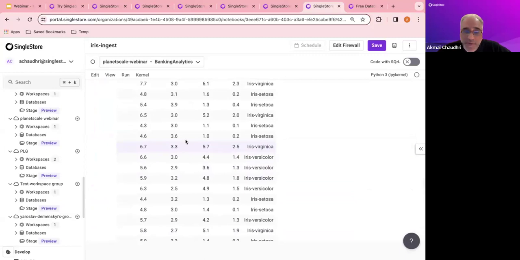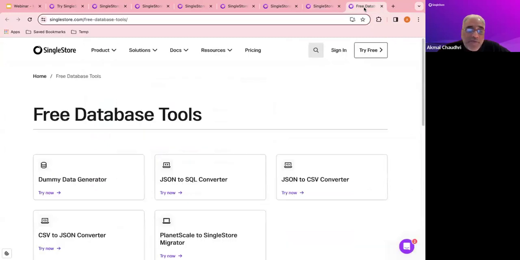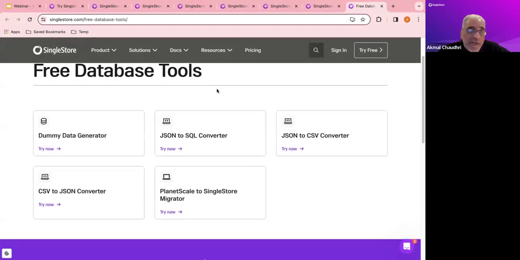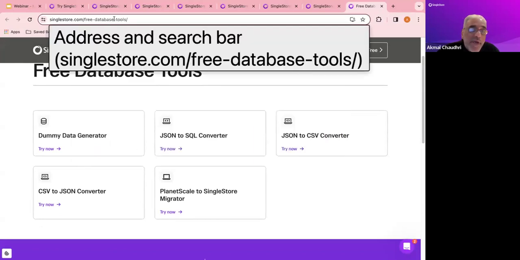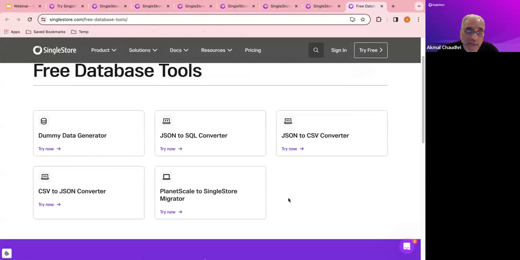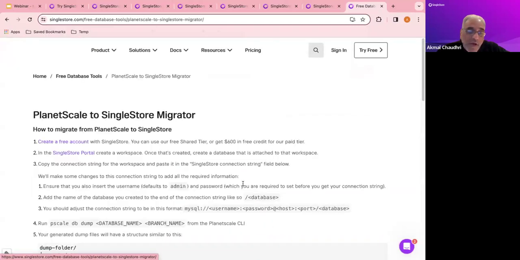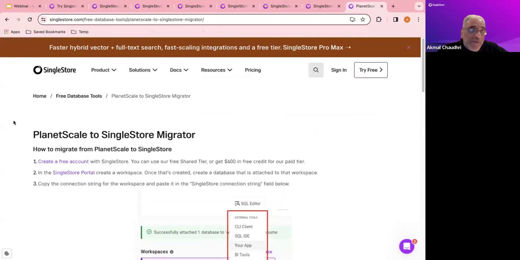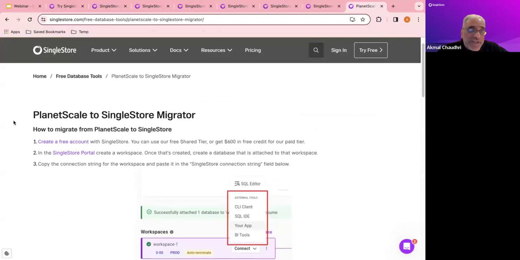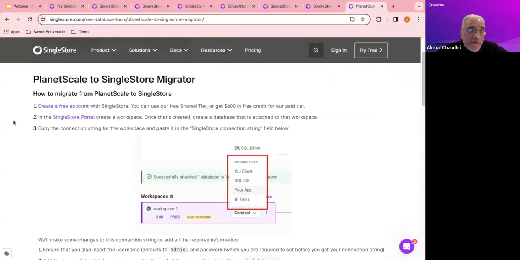So last but not least, let me show you the free tool that we have. And I think Matt has shared the link for you for that already. So there is a web page that we have called free-database-tools. Let's just highlight this for you here. There we go. And on here, you can see one of these options is this PlanetScale to SingleStore Migrator. One of our colleagues, Tim, actually put this together at very short notice, and he's tested this as well. So you're very welcome to utilize this.